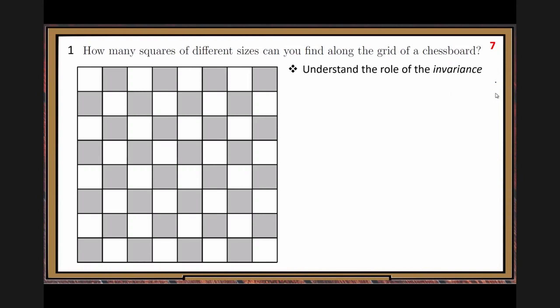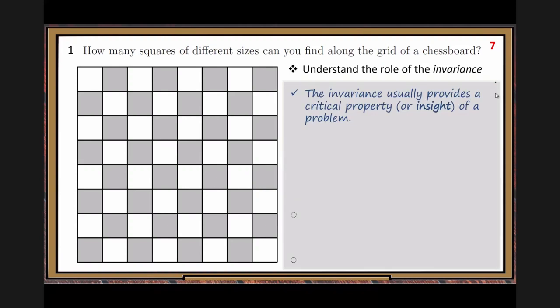I want to give you a summary here. Now we don't worry about the answer. You just add up those numbers, you get the answer, right? So we don't have to complete that. Everyone can do that easily. So let's move to the summary of this whole solution: what we can learn from this solution. The invariance usually provides a critical property or insight of a problem. Only for some special problems we need this invariance property. For many other problems we don't need it.